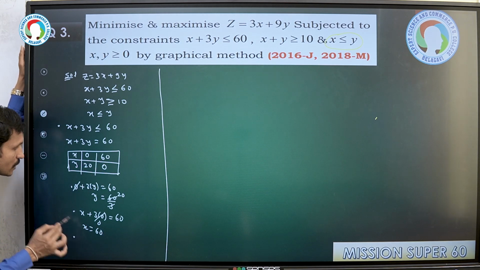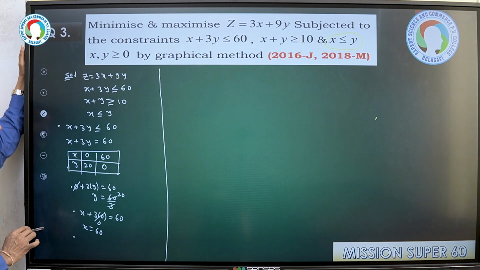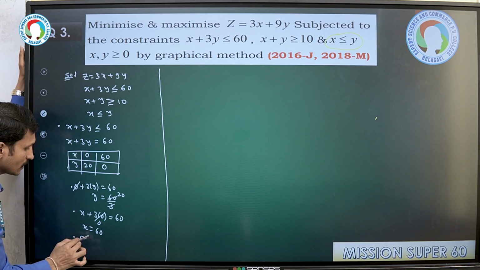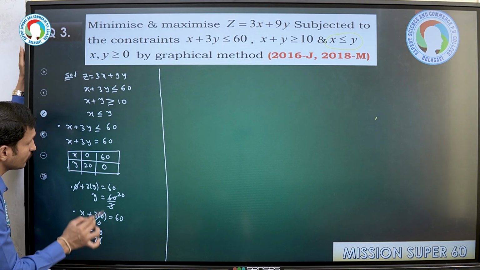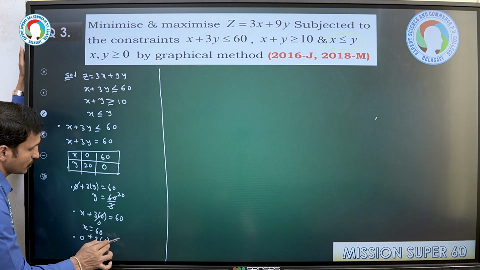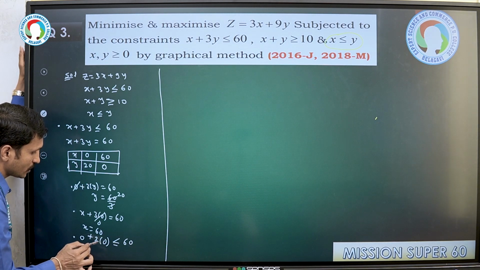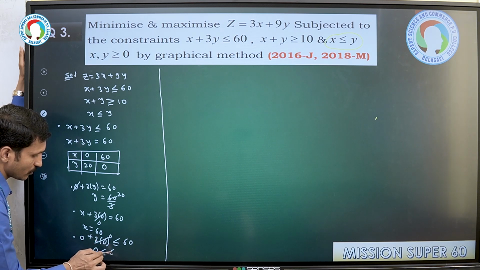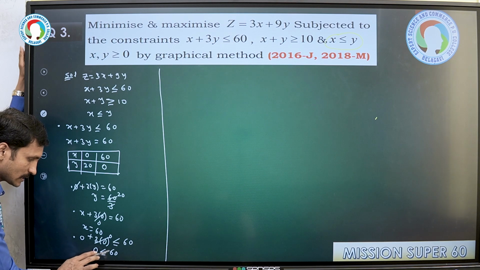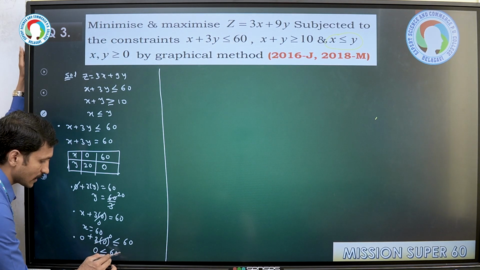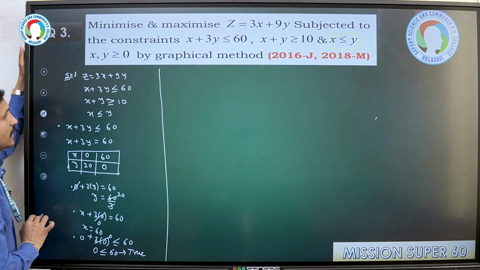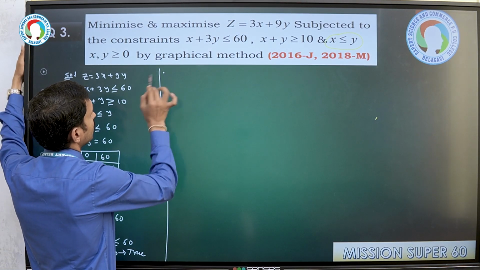After this you want to find true and false. How to find true and false? Put x as 0 and y as 0: 0 plus 3 times y is also 0, so is 0 less than or equal to 60? Yes, 0 is less than or equal to 60. So it is 100% correct. This is true.